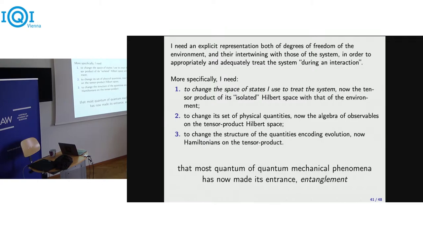More specifically, I need to change the space of states in a way that I didn't need to in classical mechanics, because now I need to use the tensor product of the isolated Hilbert space with that of the environment. I need to change the set of physical quantities that I use to treat the system. Now I use the algebra of observables on the tensor product Hilbert space, not the original Hilbert space. And I need to change the structure of the quantities encoding evolution, because now they're Hamiltonians on the tensor product space. So the intrinsic structure of the dynamics by itself does not tell me how to distinguish interaction from evolution. If I even want to think about evolution, I need to completely change every structure I use to treat the system.